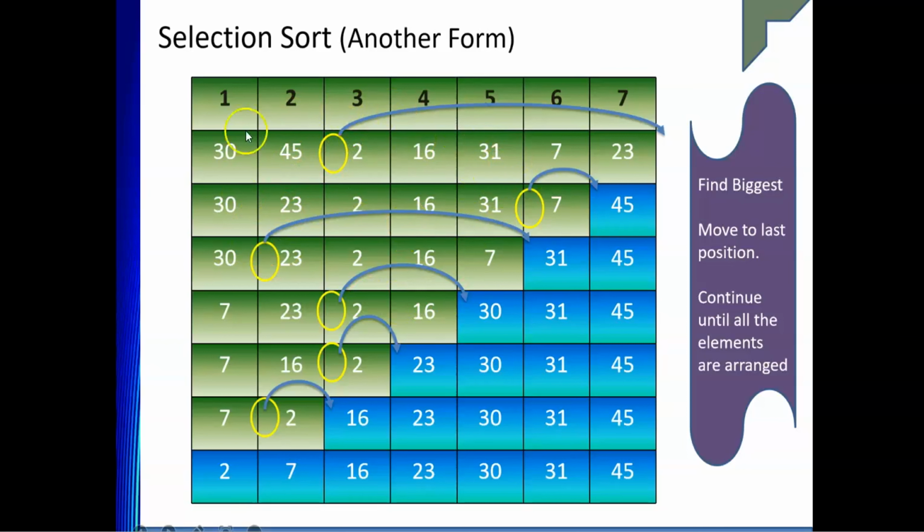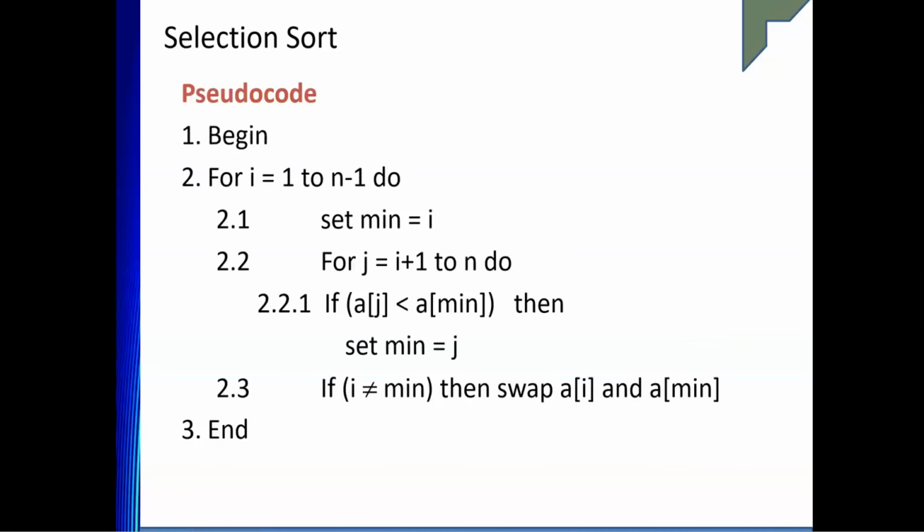element. If it is the smallest, I'm putting it here. If it is the biggest, I'm putting it at the last. So this is how the algorithm goes. You have seen, for i equal to 1 to n minus 1, for the first element. Then we don't go to the last element.